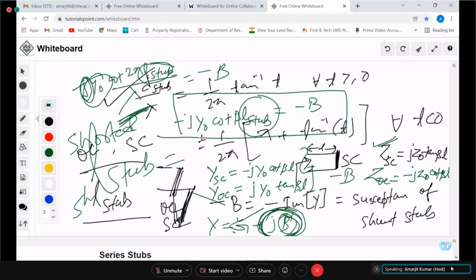Sorted. So what will be the length? That will be 1 upon 2 pi, length of the stub divided by lambda. Okay, 1 upon 2 pi tan inverse, this is cot inverse, no? Cot inverse B upon Y naught.